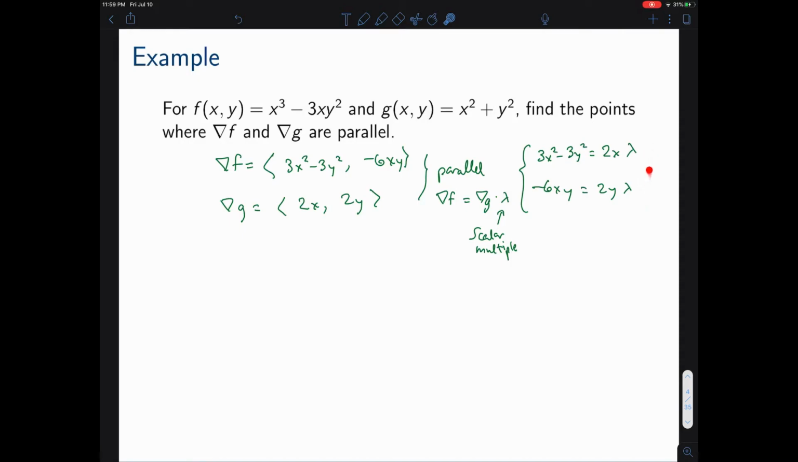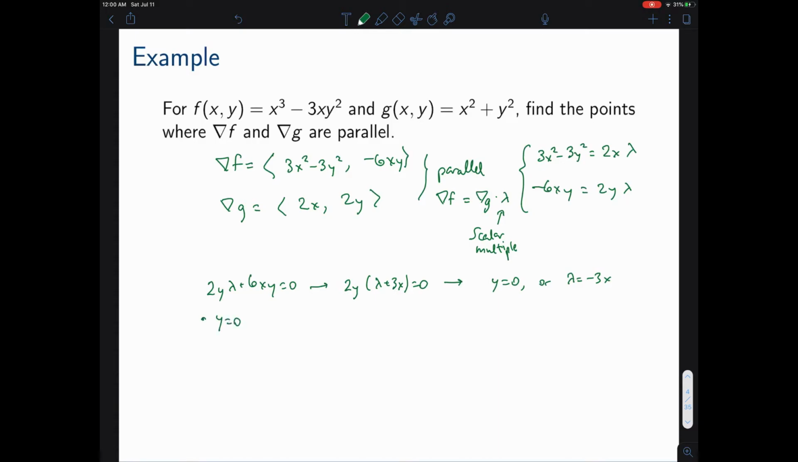So here we have two equations, and we want to try to solve them for x and y. It looks a little bit involved, but if you look at the second equation, there's some hope here. We could put everything on one side. So 2y lambda plus 6xy equals 0, and that factors as 2y times lambda plus 3x equals 0. And that means that y equals 0 or lambda equals minus 3x. All right, let's look at each of those possibilities.